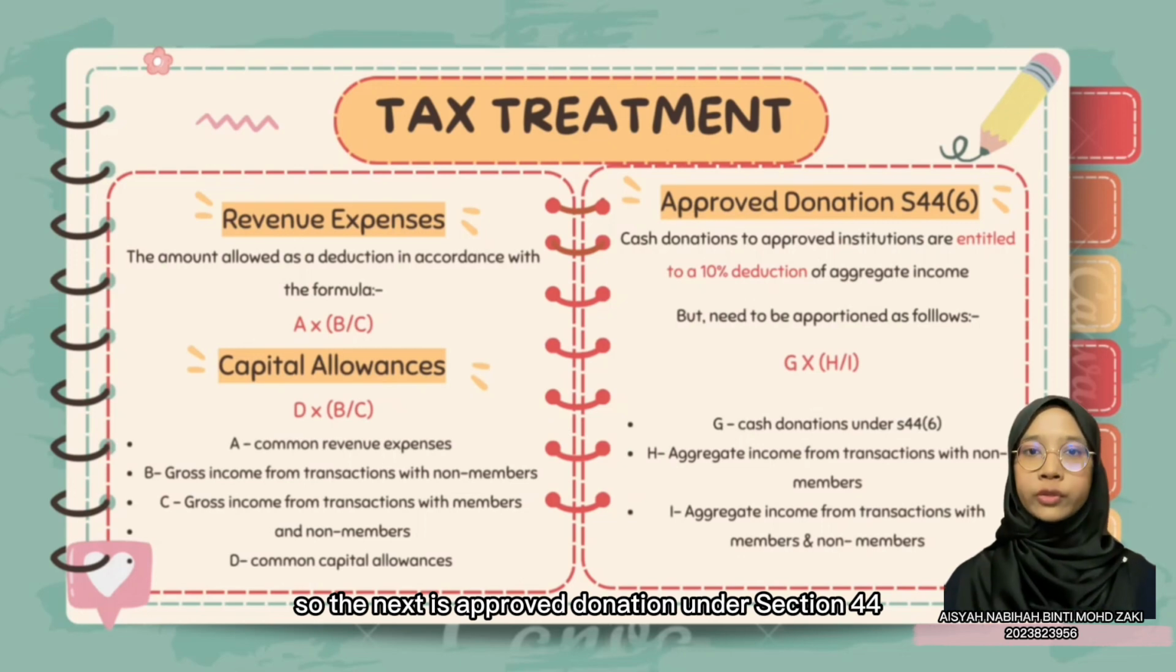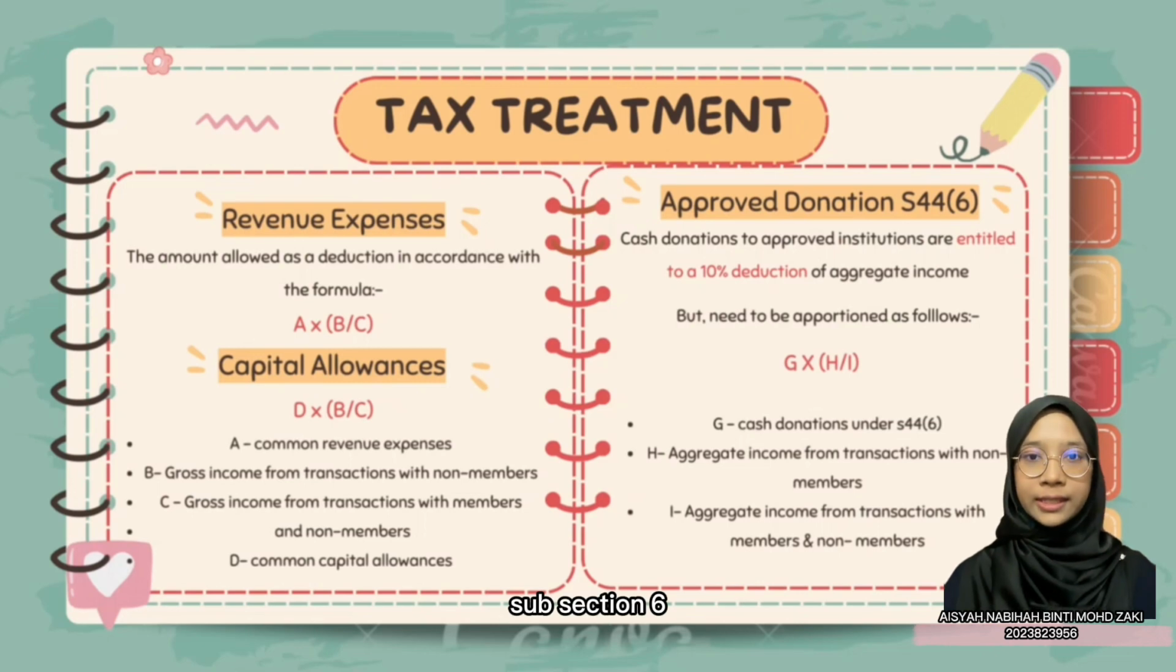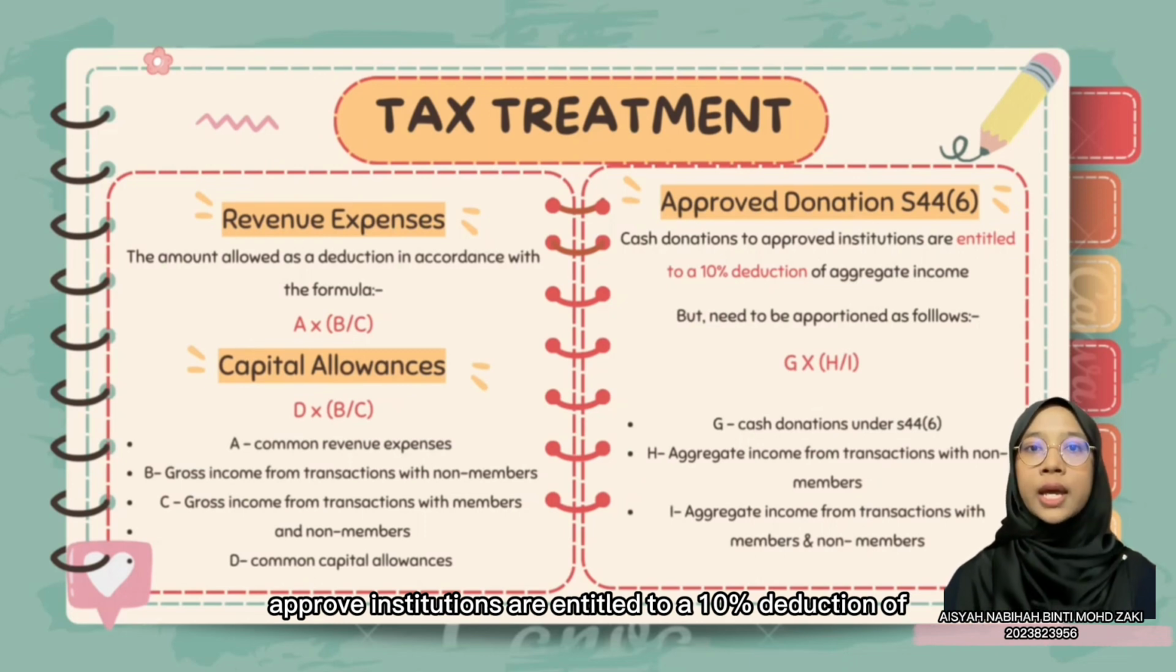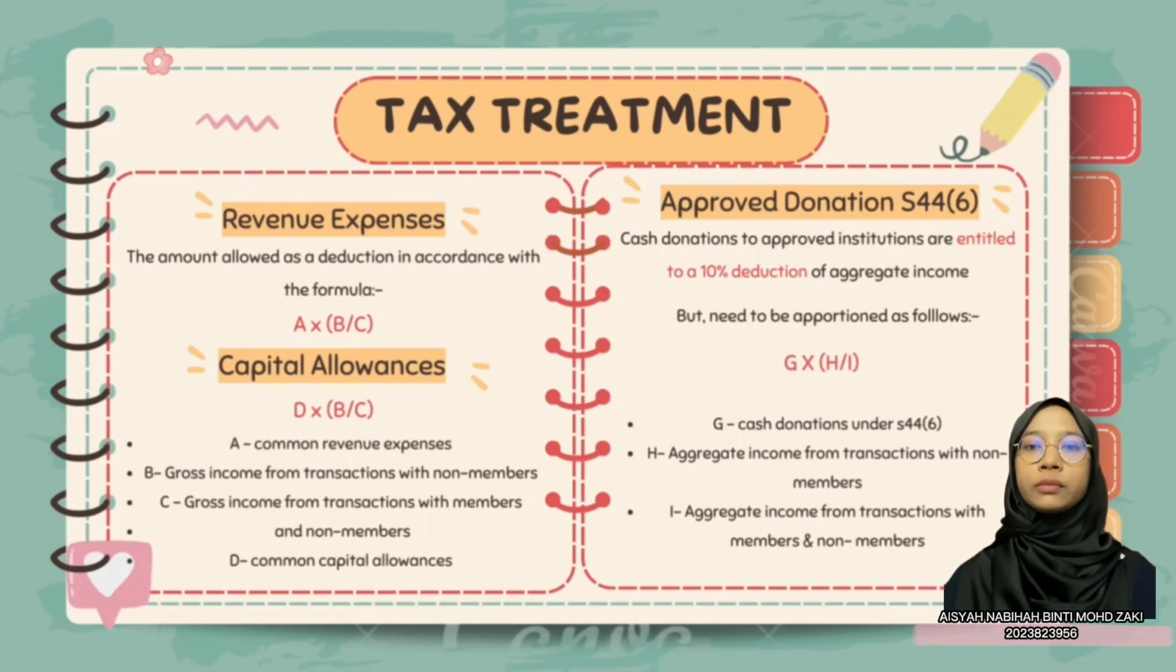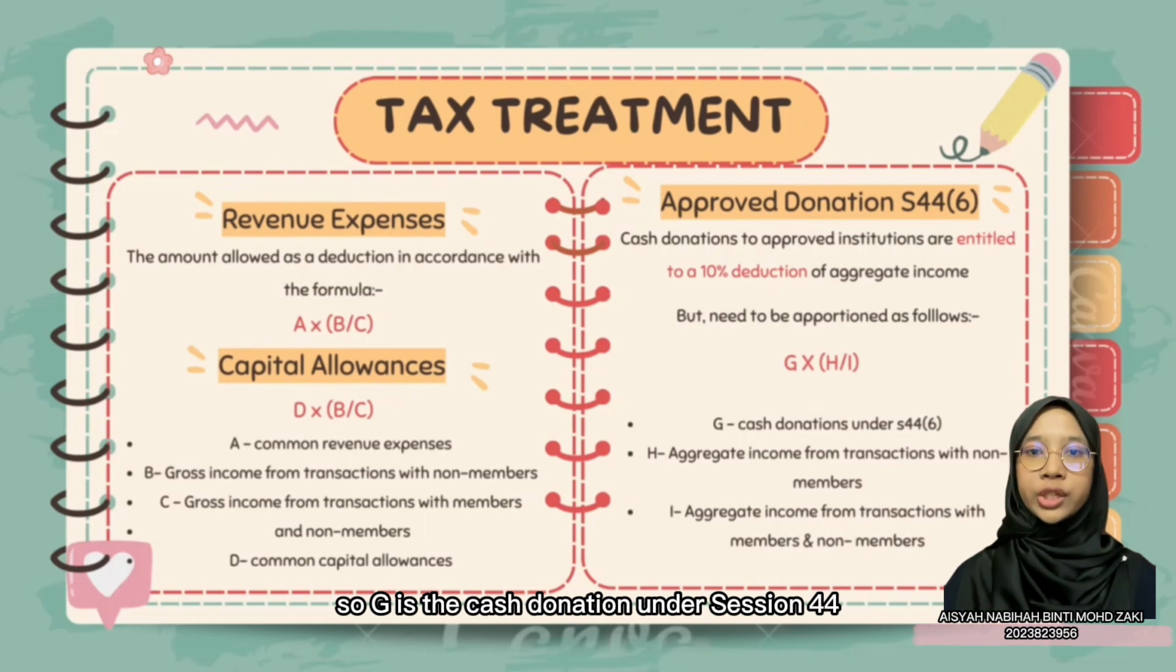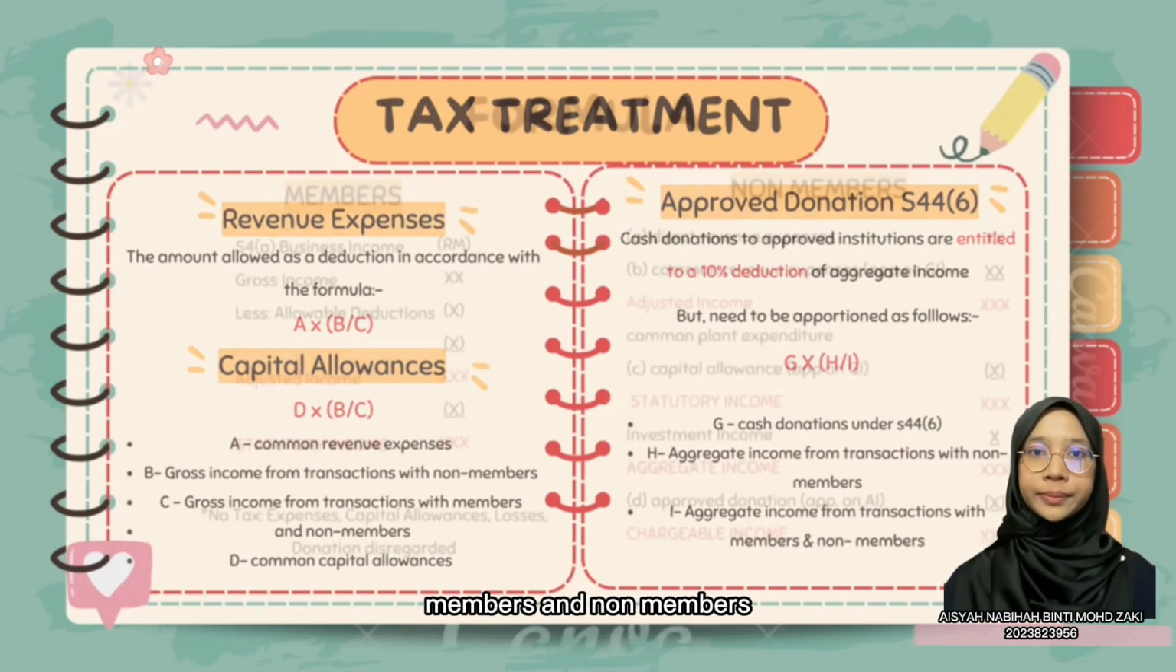The next is approved donation under section 44 subsection 6. Cash donations to approved institutions are entitled to a 10% deduction of aggregate income. However, it needs to be apportioned in accordance with G times H over I. G is the cash donation under section 44 subsection 6, H is the aggregate income from transactions with non-members, and I is the aggregate income from transactions with members and non-members.